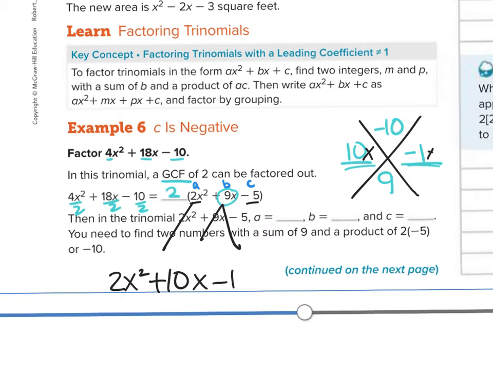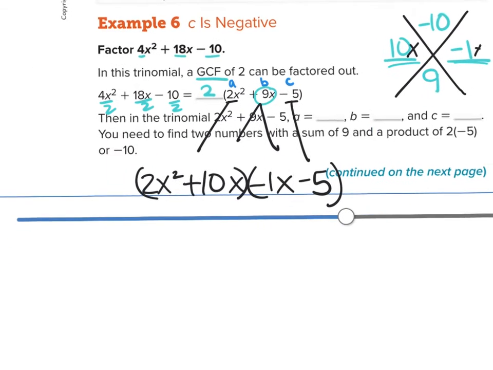Being sure to keep their signs, and then the negative 5 just comes down. All right, if you remember last time when we had an equation or an expression that had 4 terms, we grouped it into 2 sets and then did the greatest common factor. Those will be different numbers.